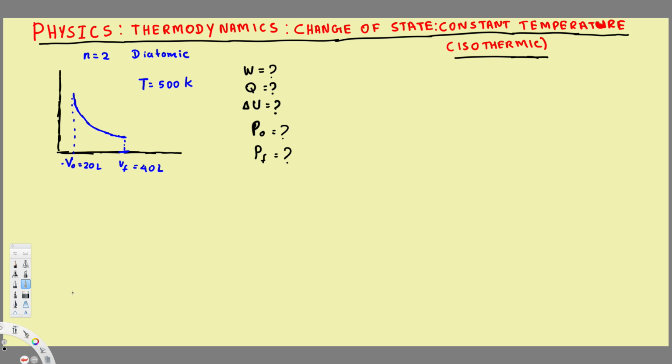Let's do this problem right here. The question is asking to find the work, the heat energy, the change in internal energy, and the initial pressure and final pressure. Let's see how we can do this.